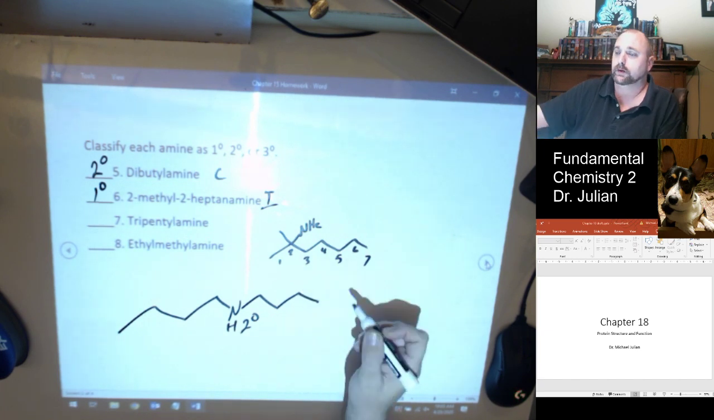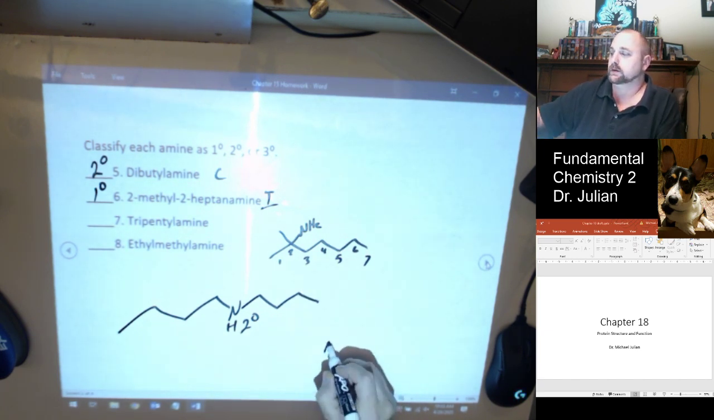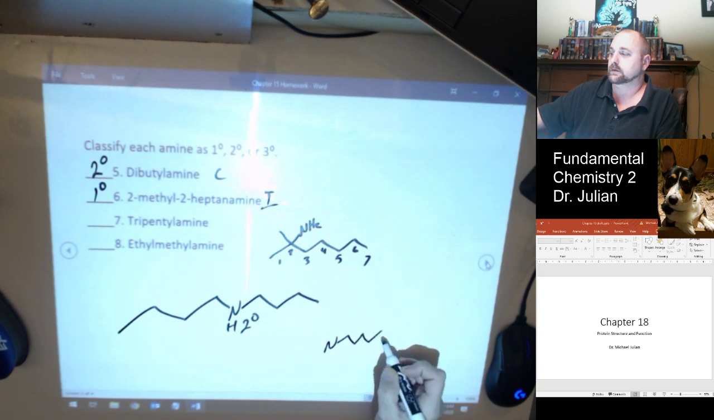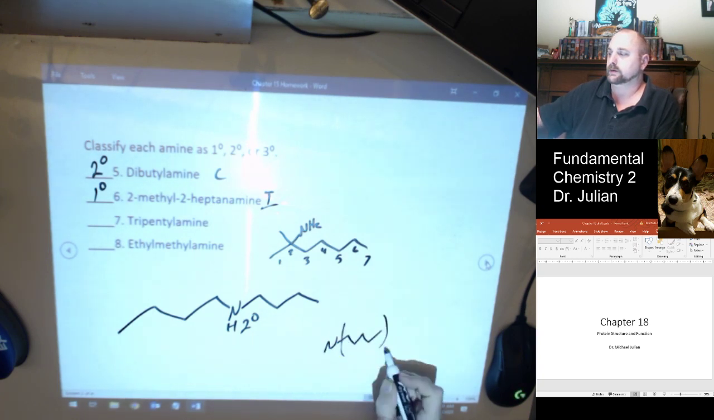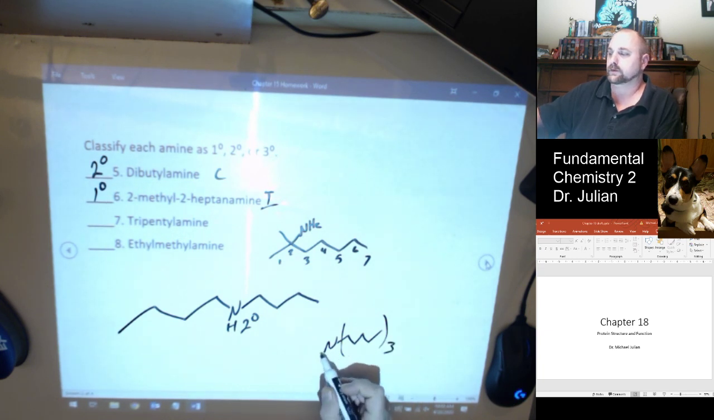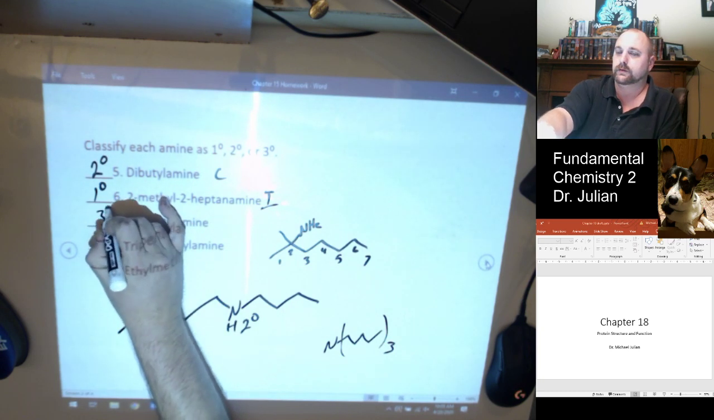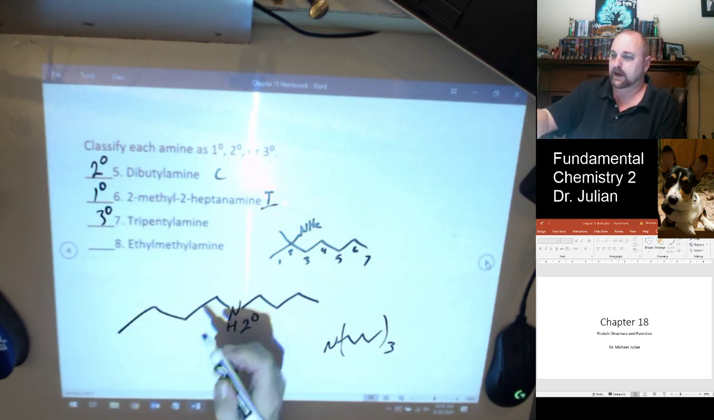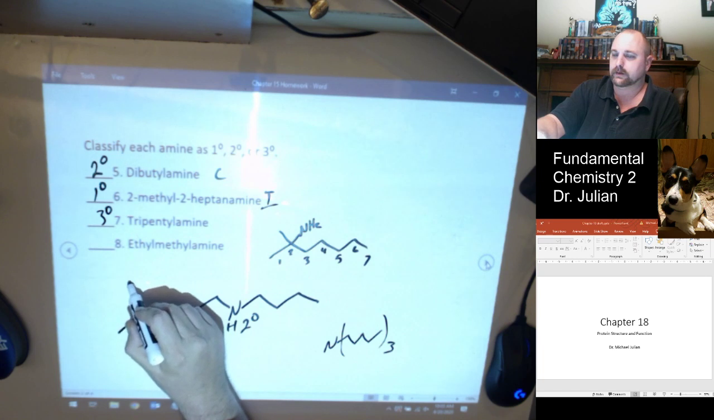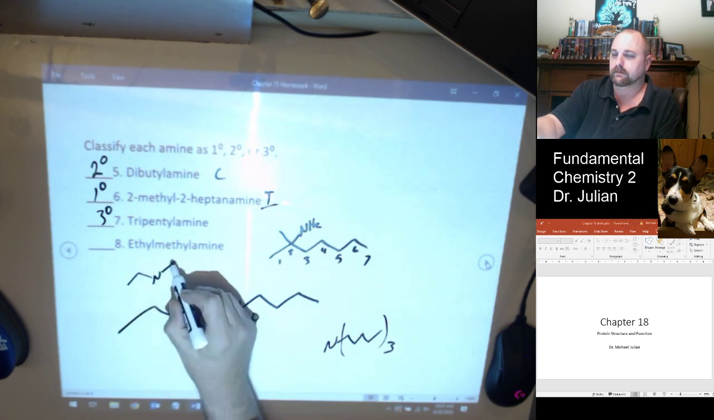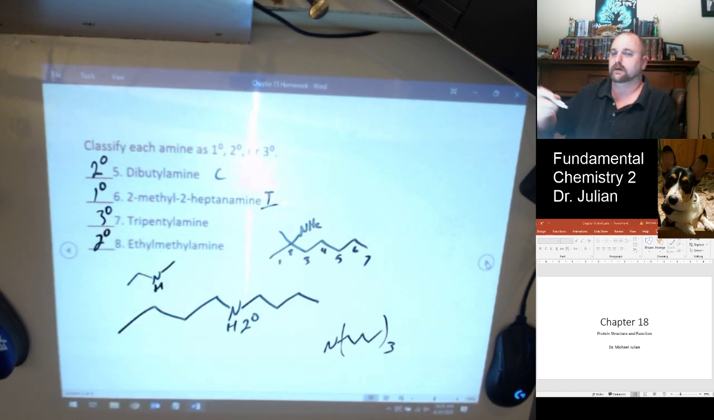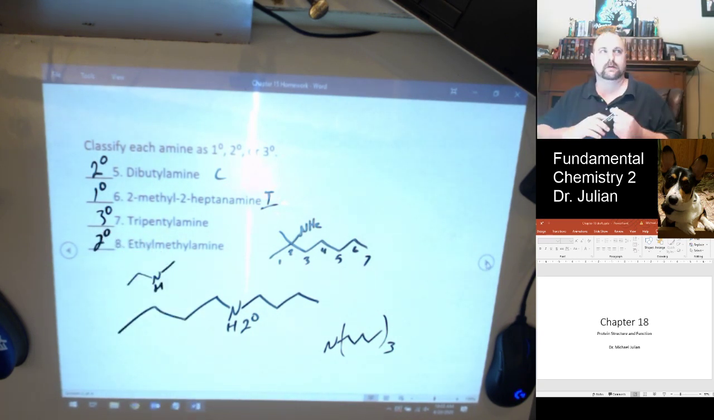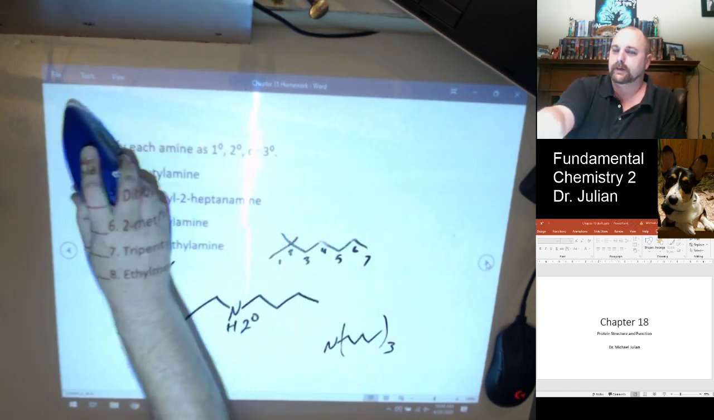Alright, so tripentylamine. 1, 2, 3, 4, 5. And we got 3 of these. And so there's no room for any hydrogen, so it's got 3 carbons. That's tertiary. And ethyl methylamine. Ethyl methyl would be secondary. Okay, not too bad.